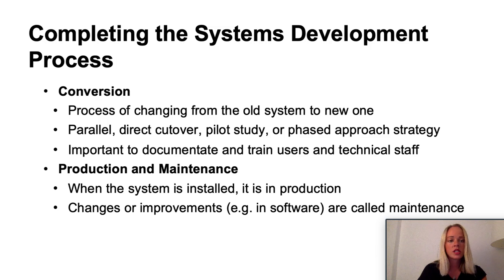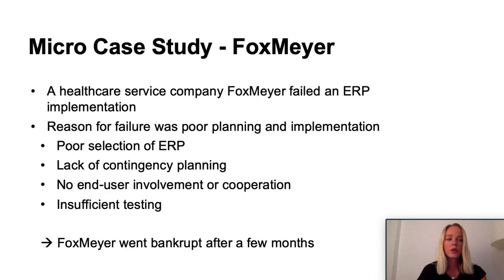In all strategies, it is important that end users are trained well to the new system. This requires detailed documentation telling how the new system works. After the new system is installed, the system is said to be in production. In production phase, it is determined how well the original objectives have been met. If some changes are required in the system, such as changes in software or correcting system errors, it is called maintenance. We finished the video by going through a real-life case example.